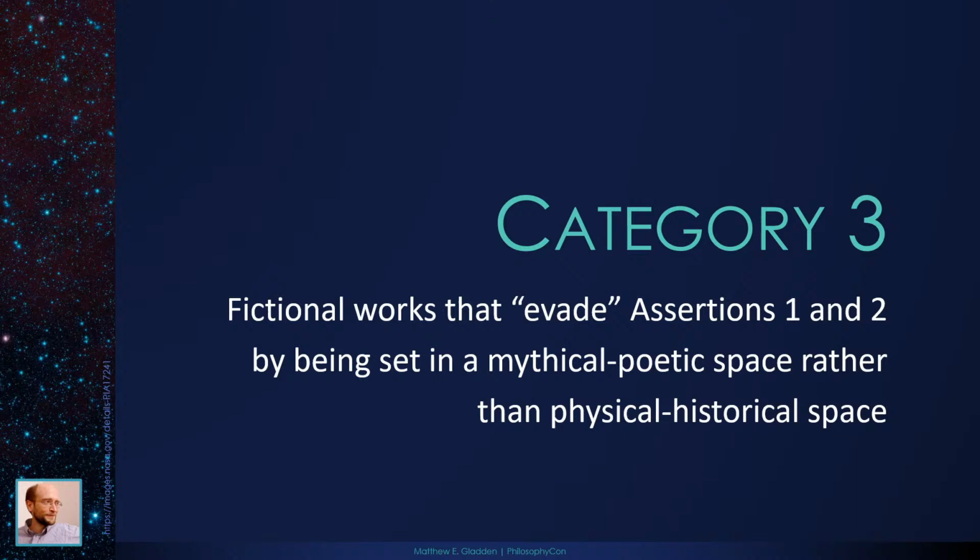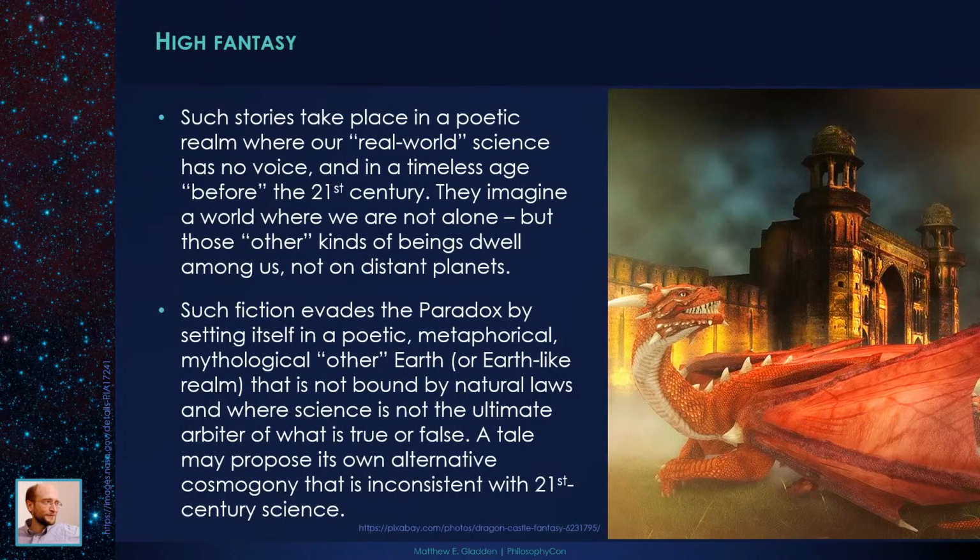Now we have a category of fictional works that evade assertions 1 and 2 by being set in a mythical, poetic space rather than a physical, historical one. This includes works of high fantasy like Tolkien's Lord of the Rings. Such authors aren't obliged to deal with the paradox because high fantasy usually takes place in a quasi-medieval setting with only rudimentary science. So the Fermi Paradox isn't a question that characters can puzzle over. Indeed, characters may not even realize that their Earth is round. And often they're dwelling in a world that isn't meant to literally be Earth. Its land masses and seas are somewhat different. It's a sort of metaphorical Earth, not our literal Earth.